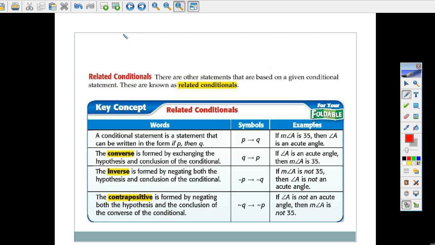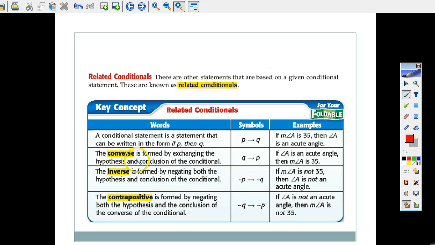Okay, welcome back. Related conditionals. There are other statements that are based on a given conditional statement. These are known as related conditionals. So this is A, if P, then Q. Example: if measurement angle A is 35, then angle A is an acute angle.